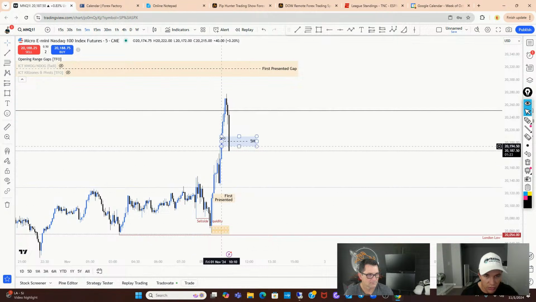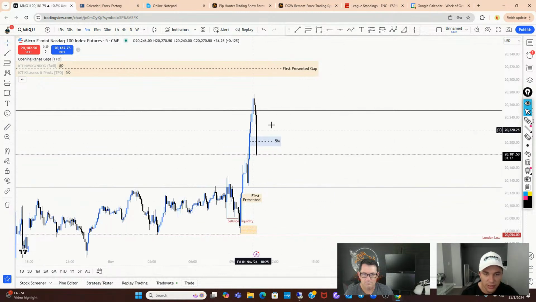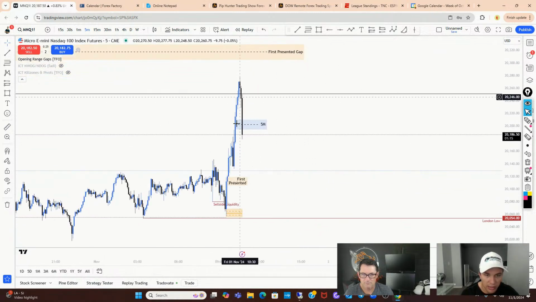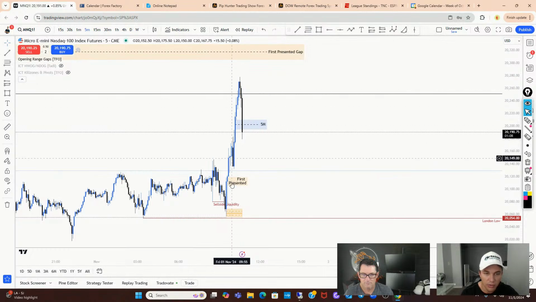We just had this huge expansion move, right? A lot of traders that get into trading for the first time say, "Hey Cam, why didn't we take this big move? Look how much money we could have made on this big move." And that's just not the way you want to be thinking when you're trading.